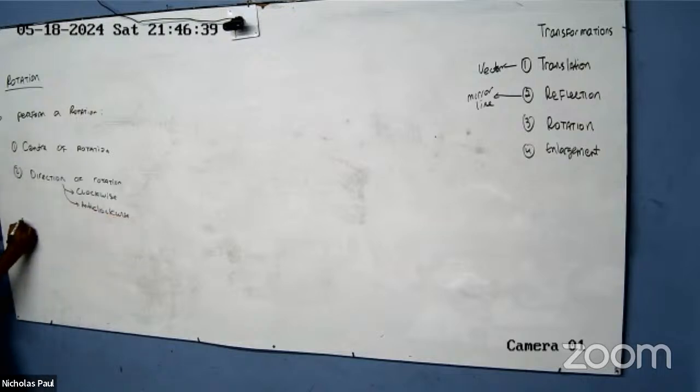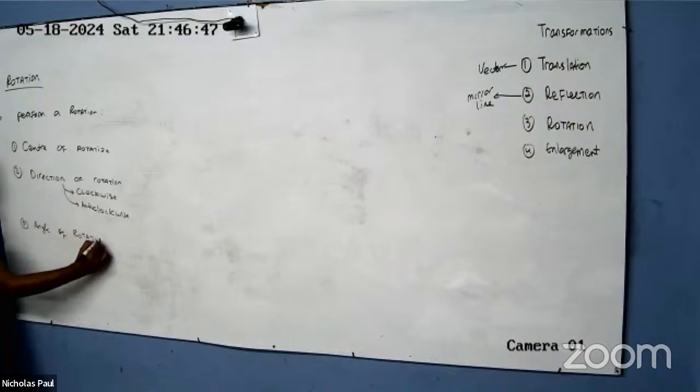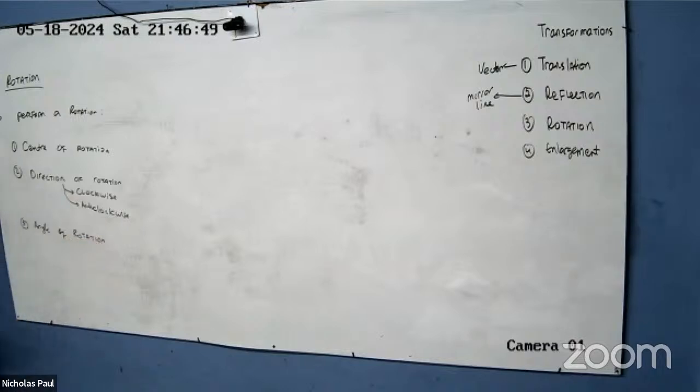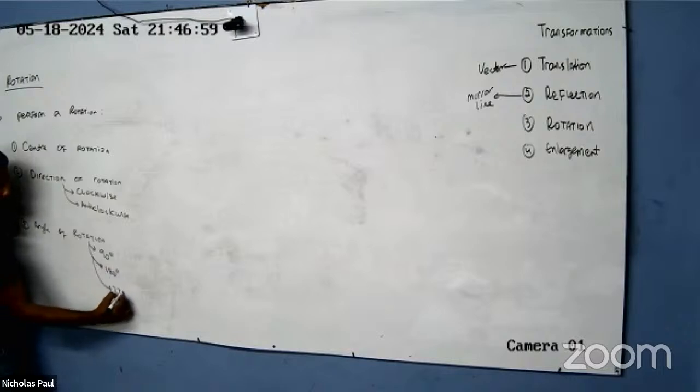And the last thing we need is the angle of rotation. They'll give you the angle. Is it 90 degrees? Is it 180 degrees? Or is it 270 degrees?